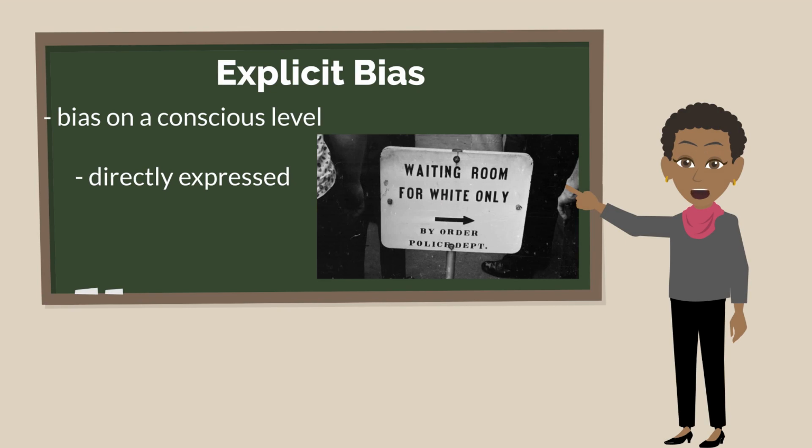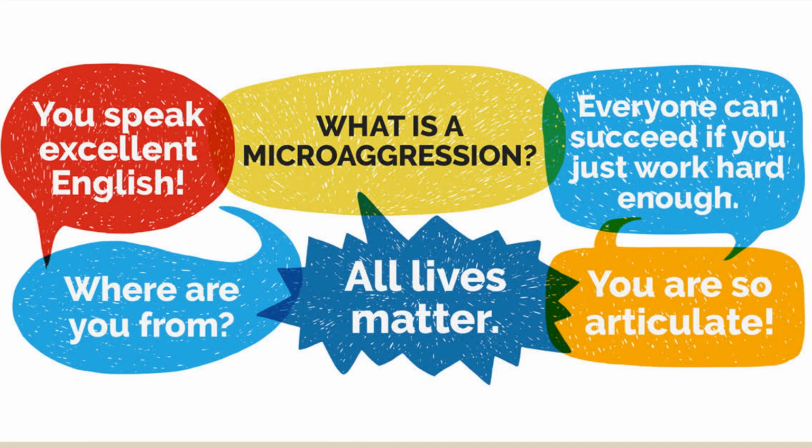Explicit bias is then deliberately holding that belief about a person or a thing, and usually it's expressed overtly and can become a microaggression, which is a stubborn behavior. It could be verbal or nonverbal. It could be conscious or unconscious, but it is directed at a member of a marginalized group, and usually it has a harmful derogatory effect.